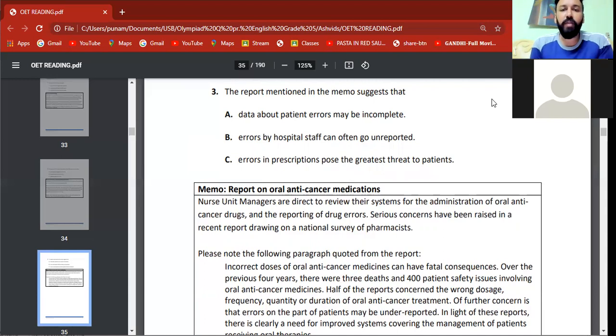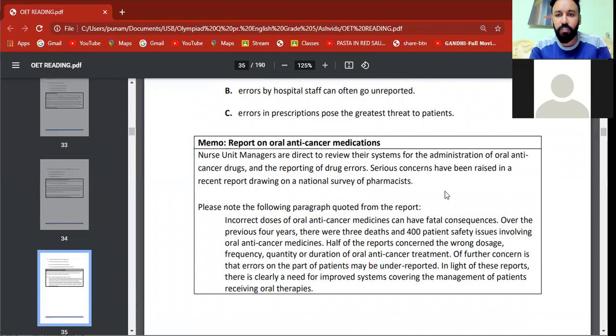Do you want to first strike out the wrong option, if it helps you? So B, we can strike it off. B, strike it out, right? Okay, what about this greatest threat? Is it mentioned anywhere about greatest threat? Greatest threat.